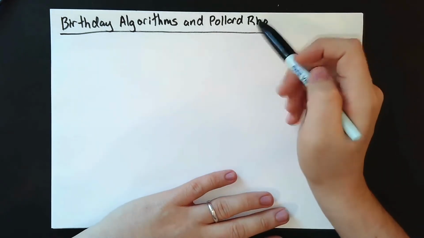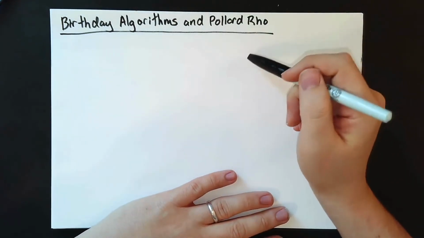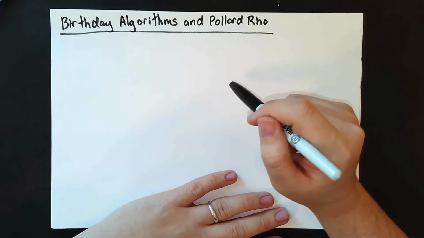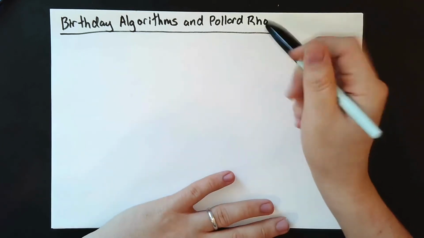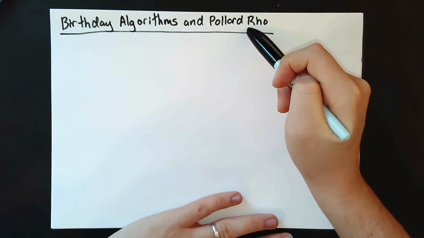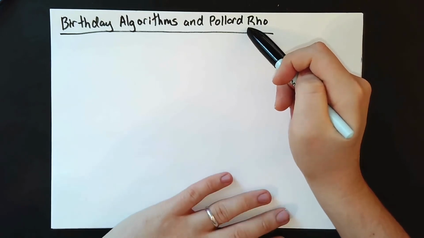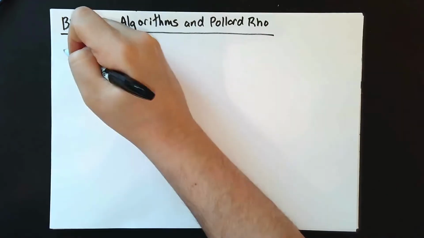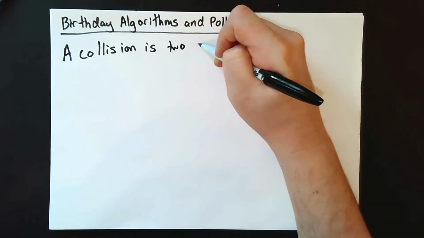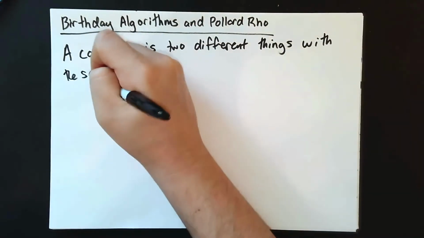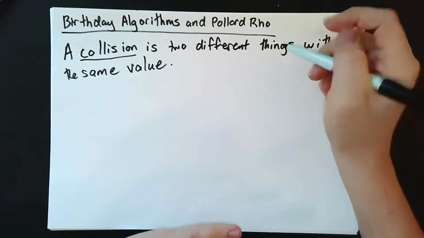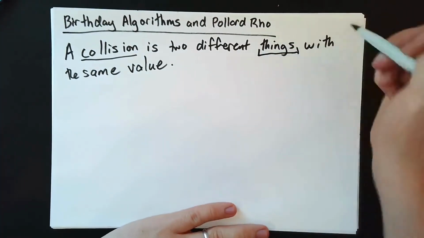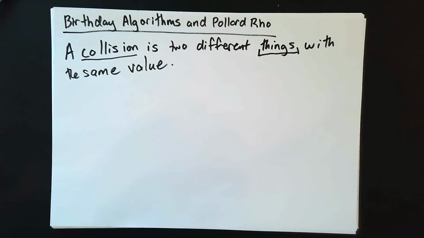But the whole real idea of Pollard rho actually doesn't have anything to do with factoring or with discrete logs. What Pollard rho really is, is an idea of how to quickly identify collisions. And a collision is two different things that have the same value. And exactly what the things are may well vary quite a bit depending on the algorithm or the context.